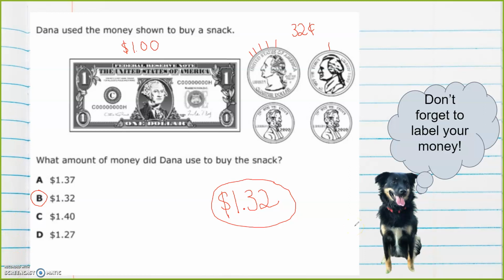So the most important thing to remember here, guys, is to label your money, okay? Label your bills, label your coins using the 5-cent lines. And then whenever you've labeled everything, you can count by 5s to get your total. Remember, pennies, you don't count by 5s because pennies are only worth 1 cent. So you just have to remember 1 and 1. Then once you have everything labeled, you can add it all together to get your total.